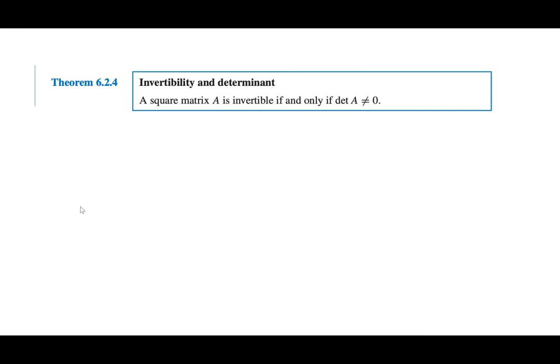So, all right, this is the holy grail. We need this to be true. If our definition is any good at all, we should be able to prove that a square matrix is invertible if and only if the determinant is non-zero.